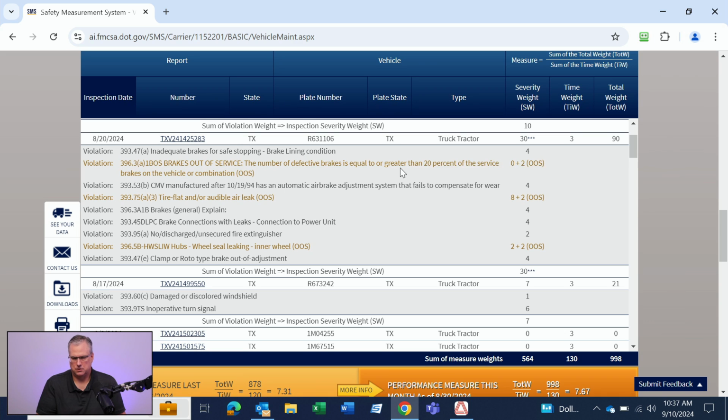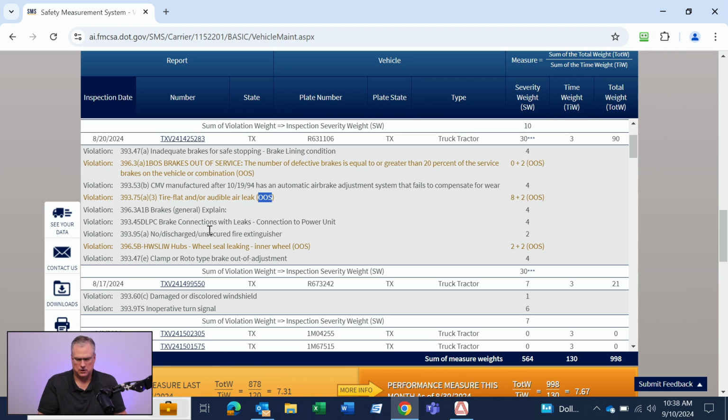And so it's saying, look, it's less than or equal to or greater than 20% of the service brakes on the vehicle are out. The tires, you need to pay attention to your tires. You have pressure limits on those. So you want to pay attention to make sure they're aired up properly. They're going to check for audible air leaks and notice if there's anything going on, and they will put you out of service for that too.